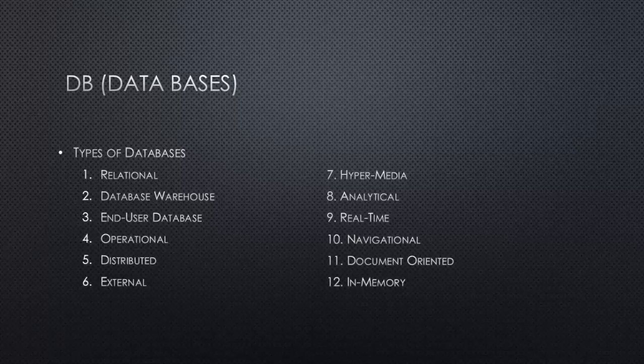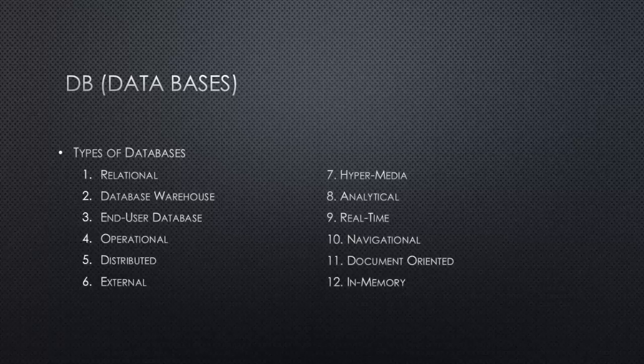The sixth one is an external database, and just like it says, it's a database external to the organization that they use. This actually costs a lot of money, so it's not too common. So those first six are the most common types of databases you use. The second set, they're not as common, but they're still used. The seventh one is hypermedia. It's basically used when creating websites. It has all of the media pieces, so pictures, videos, things of that nature.